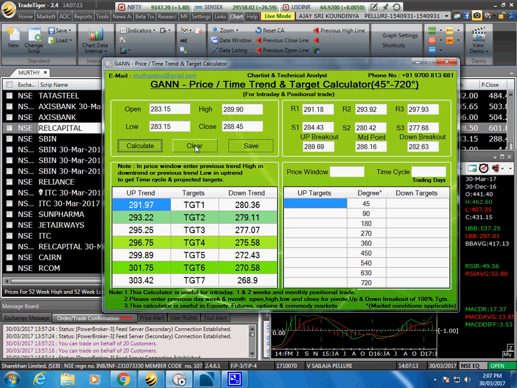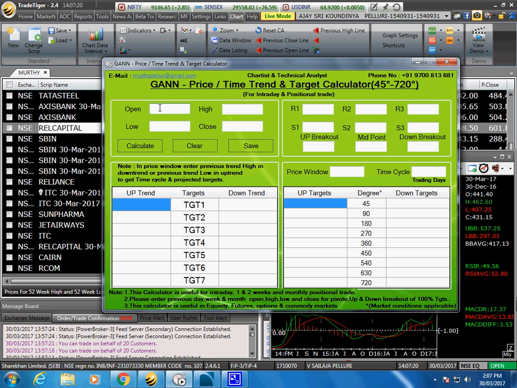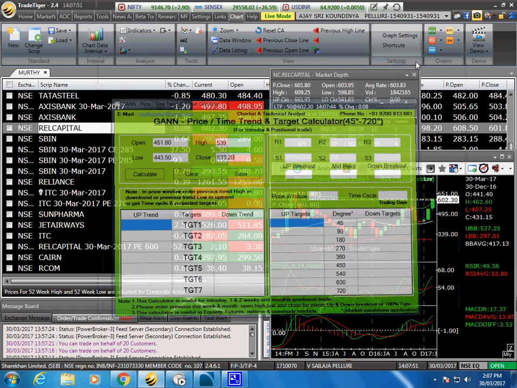Now I would like to take these levels. The monthly levels are, I can say, 451.60, and the high was 539, the low was 443.50, and the close was 533.20. I have entered these levels, and because we have gone for the monthly, here we have to calculate the price window and time cycle also. Now I would like to tell you how we have to take these particular figures.